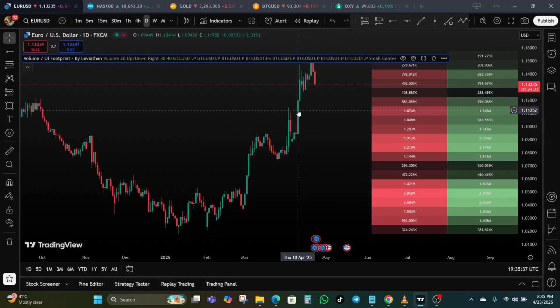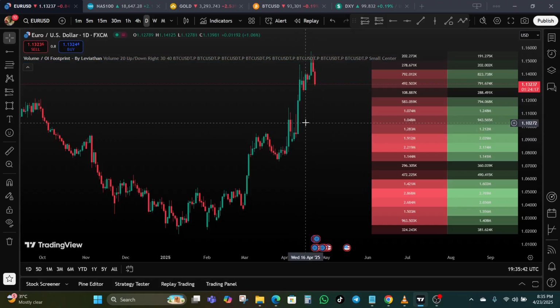Now let us break it down. Volume shows how much is being traded. Open interest shows how many positions are open, helping track whether new money is entering or if old positions are being closed. Footprint charts break each candle down to show executed trades at each price level, letting you see who is in control, buyers or sellers. When used together, these three reveal intent, strength, and market manipulation.